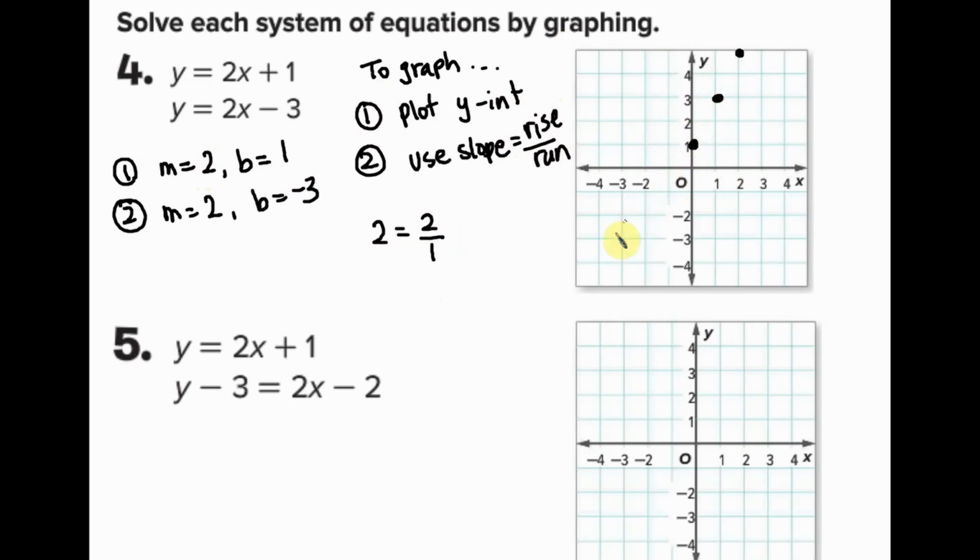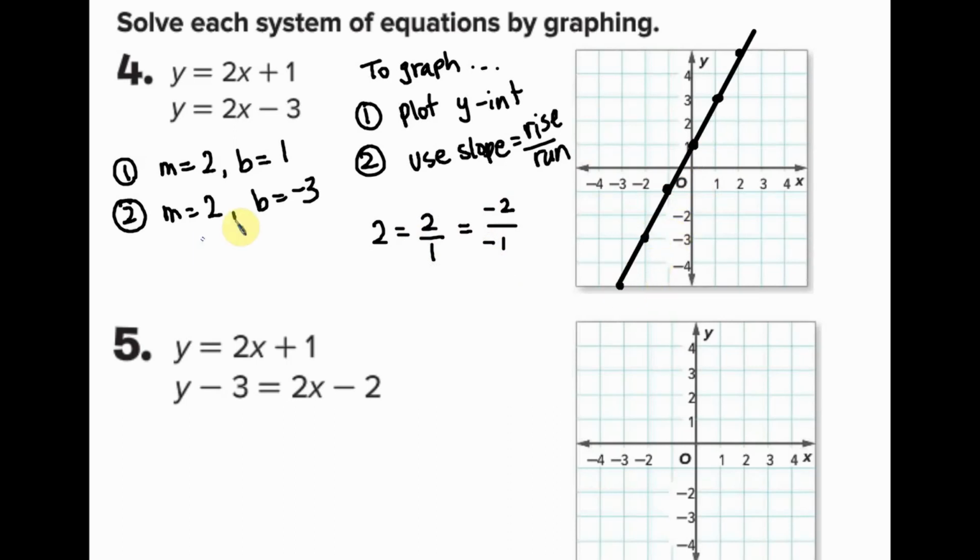Again, if you want to continue backward, I'm trying to think how many negatives I need to make it one positive. If you had one negative like this, it will not equal positive 2. So I need to have another negative. Negative 2 over negative 1 will be equivalent to positive 2. I'm going down 2. And since run is negative 1, you're going left 1. And you continue this over and over until you can't.